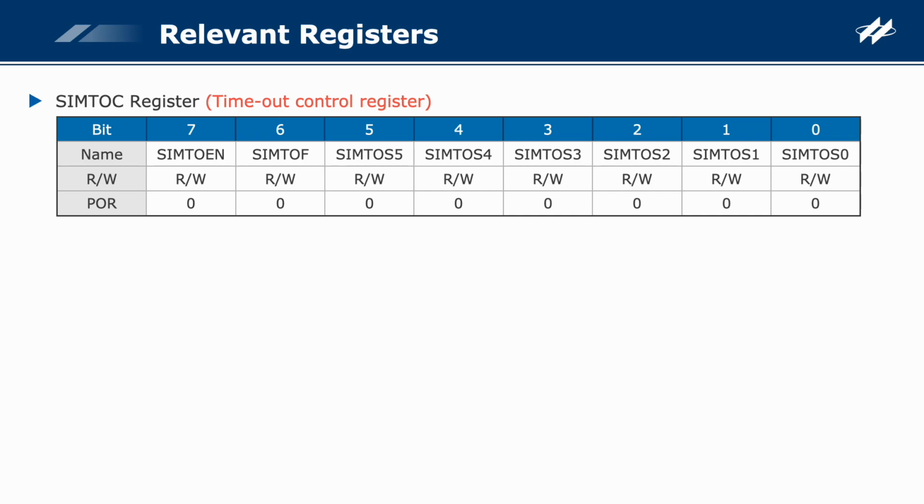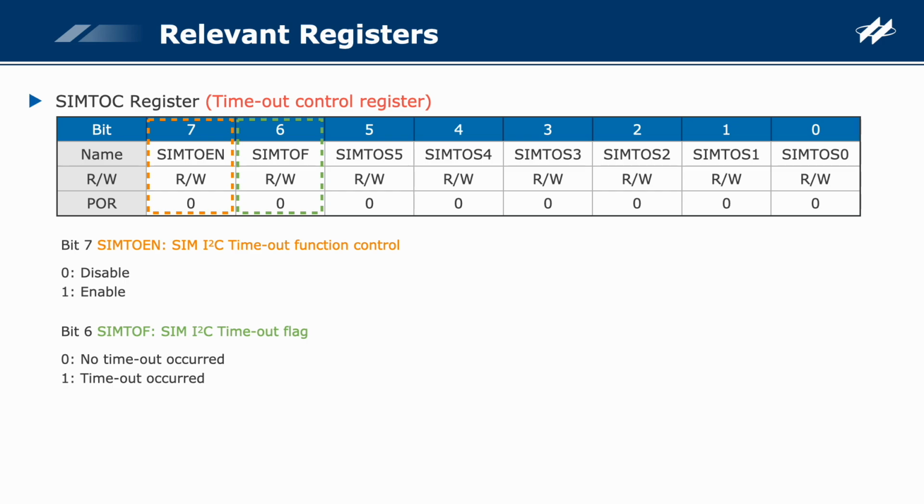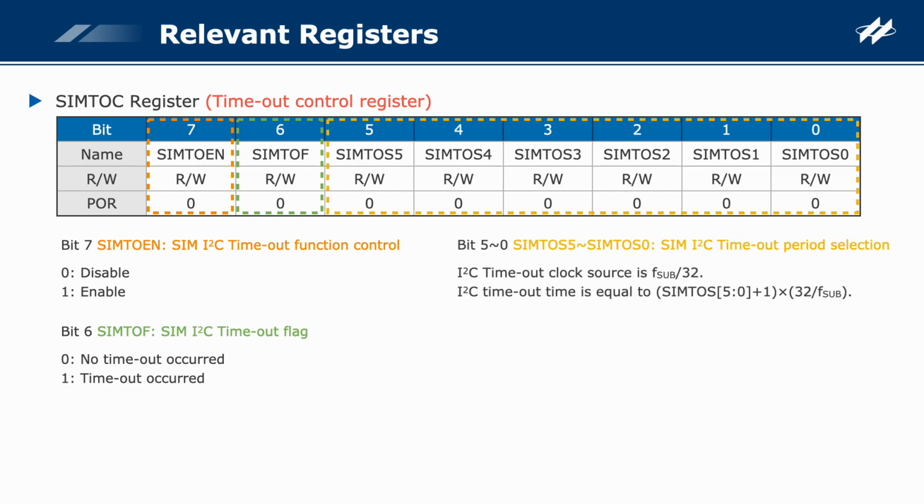The SIMTOC is the timeout control register, which supports read and write. The SIMTOEN bit is the timeout enable bit. The SIMTOF is the timeout flag. It is set high when a timeout occurs and can only be cleared by software. The SIMTOS 5 to 0 are timeout period setting bits.